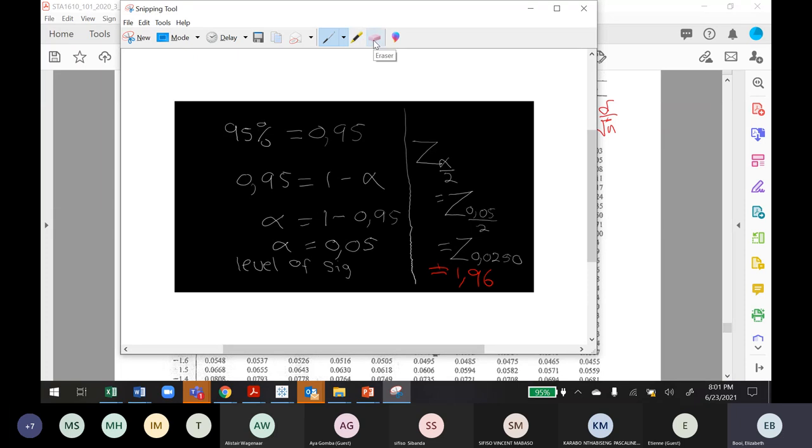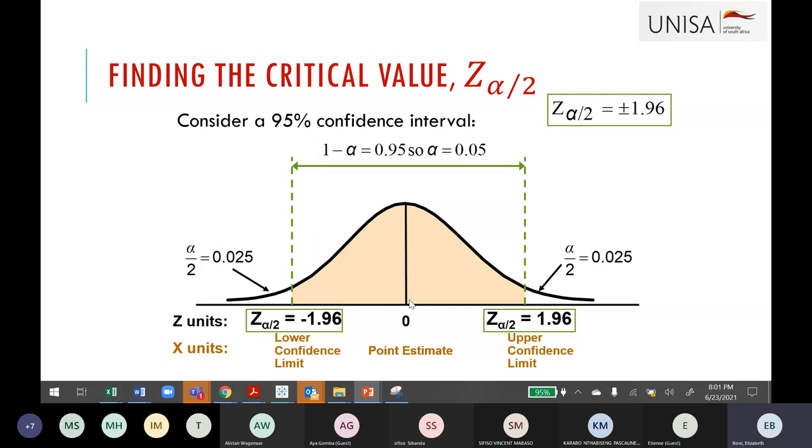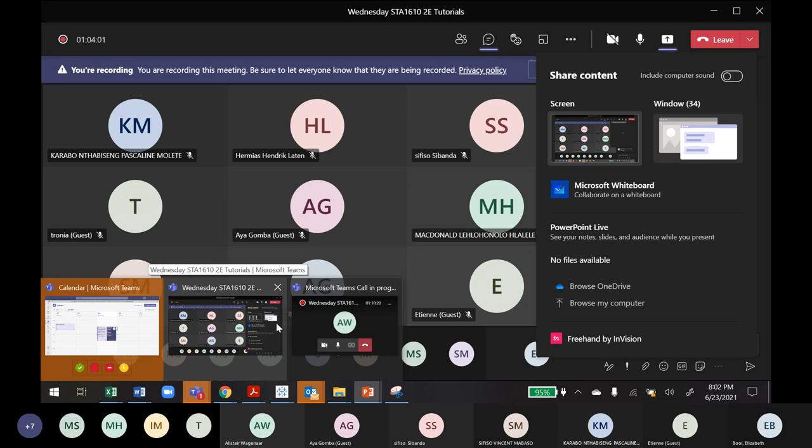Now, let's go back to our presentation. I'm going to go black screen again. I want you to find the critical value for a 99% confidence interval. That is your exercise. Let's do it step by step. Actually, find for me the level of significance. Once we have the level of significance, then we can move to the next step. What is your level of significance?